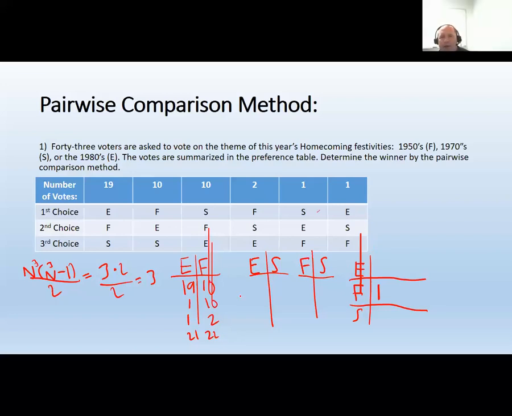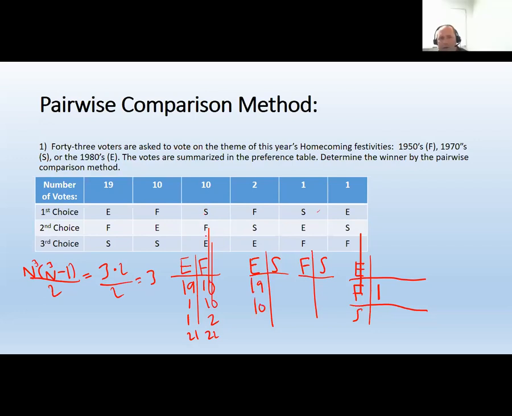We go to the next matchup now. Okay, now I'm going to get you guys involved a little bit. We're comparing E with S, so who do these 19 voters prefer? E. All right, what about these 10? E. E, yep.